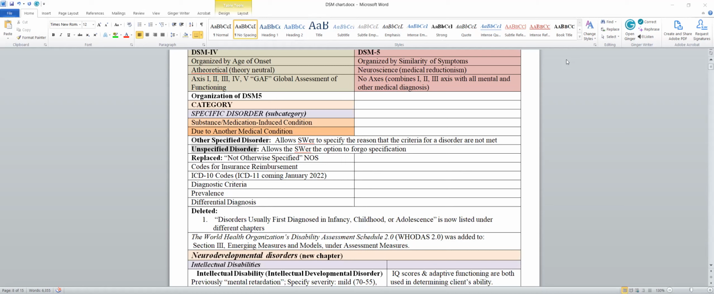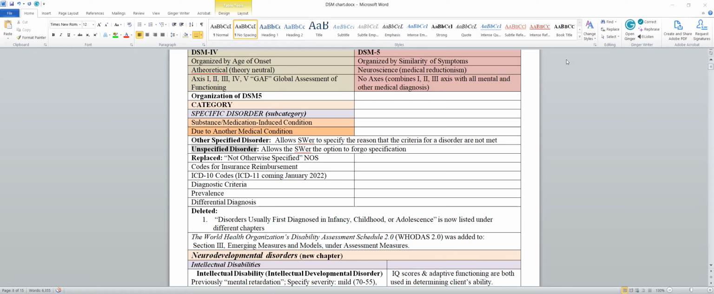Not otherwise specified, NOS, was replaced by other specified disorder and unspecified disorder. Other specified disorder allows the clinician to specify the reason that the criteria for the disorder are not met. Unspecified disorder allows the social worker or the clinician the option to forego specification.